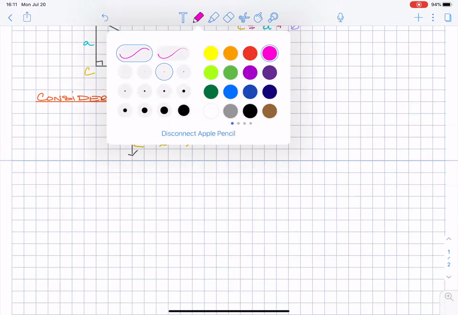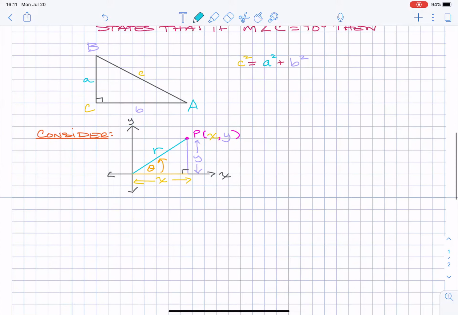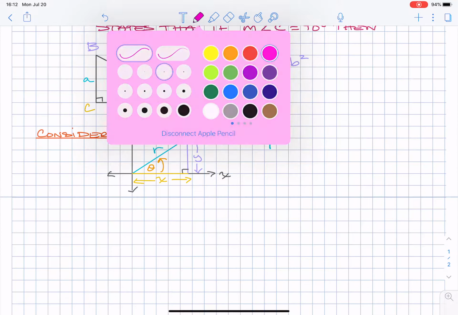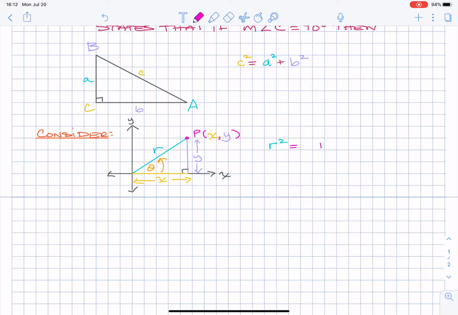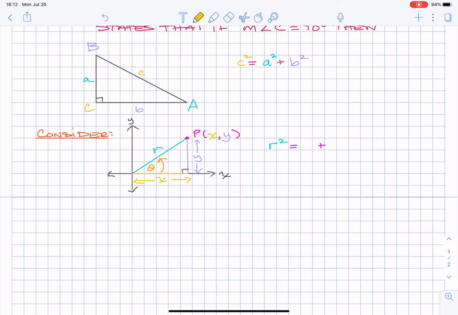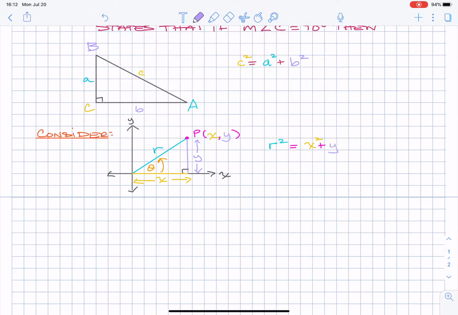And I'd like to find what I'm going to call now radius r. Well, radius r is the same thing as hypotenuse c. So I claim that r squared is equal to the sum of the squares of the lengths of the other two sides, namely x squared plus y squared. So that would be the Pythagorean theorem on this triangle in this orientation.